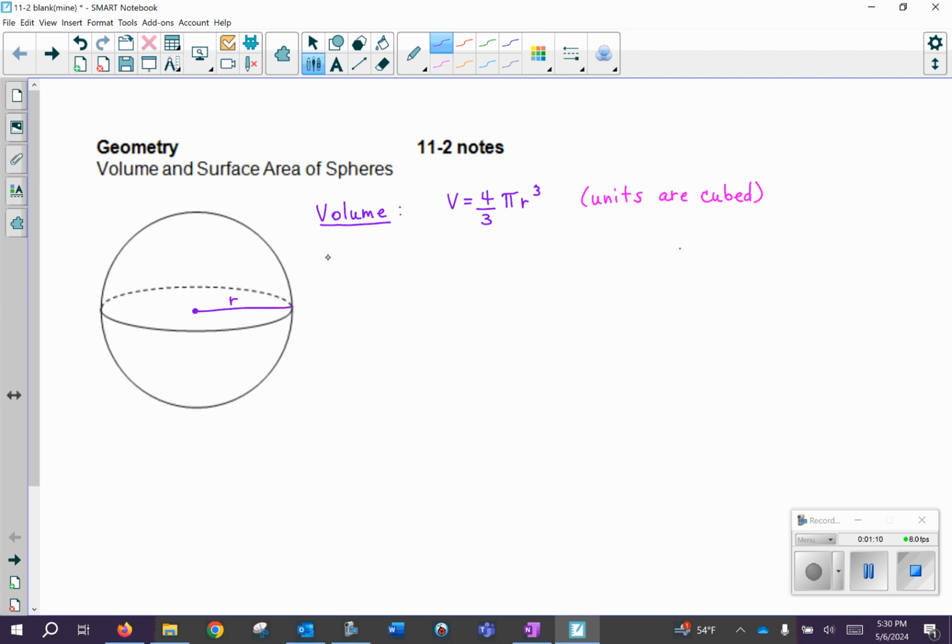All right, and then surface area. So capital SA for surface area would be 4 pi r. Think about the power for the units. Since they're squared, it should make sense that this one is squared. So again, units are squared.